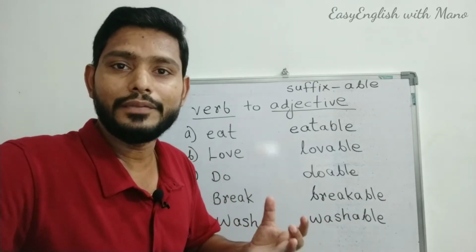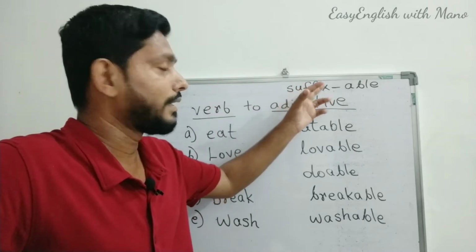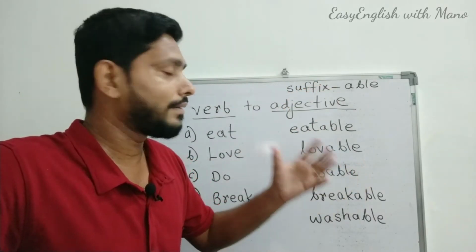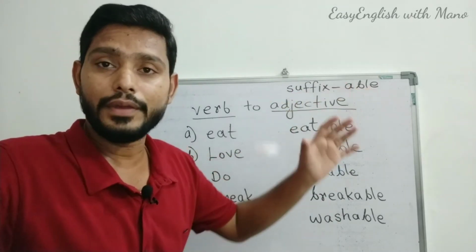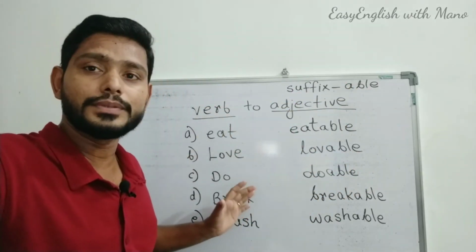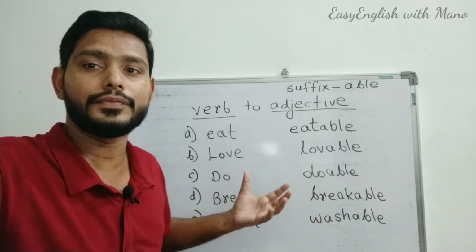There is a rule that we can keep in mind: if we add a particular suffix, there are many suffixes that we can add, but in this video I am going to share with you the suffix able. If we add it at the end of some particular verbs, then they will change into adjectives. So here you can see on the board some examples.